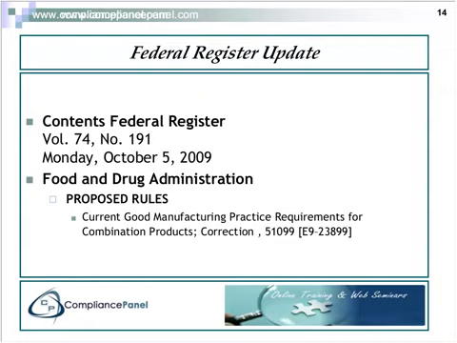And this was one from Monday, October 5th, 2009, and all I pulled out was what the Food and Drug Administration updated on that day. On October 5th, they proposed some new rules on CGMP for combination products, which is a combination of biologics and medical devices. So every single day, all of the offices of the U.S. government update the Federal Register, and that's how they convey all of these requirements to the general public.